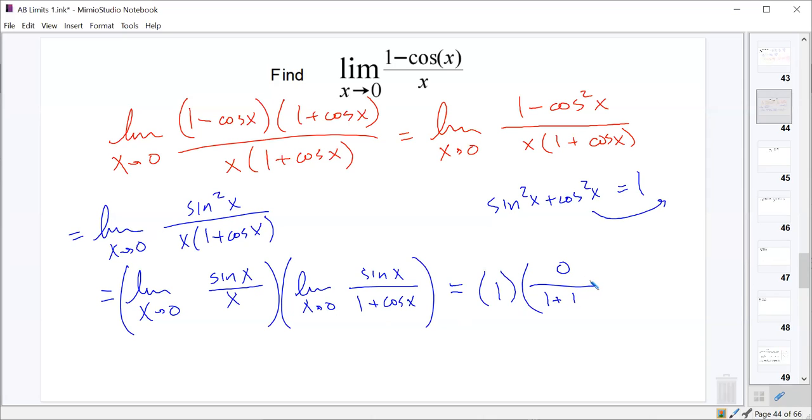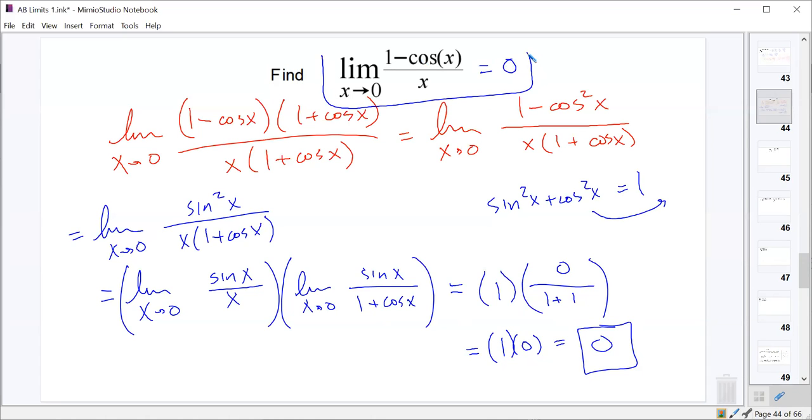So we've really just got 1 times 0, which is 0. So this limit is 0. And this is another limit that you're going to want to have memorized. The limit as x approaches 0 of 1 minus cosine x over x is equal to 0. Good or no?